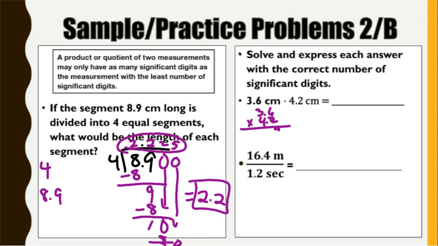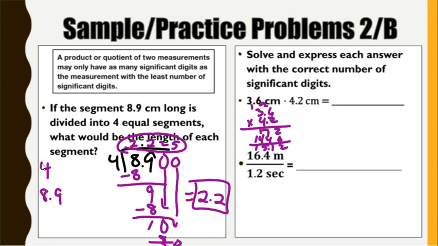So 6 times 2 is 12. 2 times 3 is 6, plus 1 is 7. 4 times 6 is 24. 4 times 3 is 12, plus 2 is 14. I have two digits in my problem, so I need 2 in my answer. So I have 15.12.